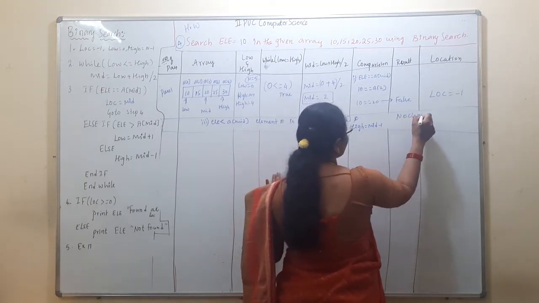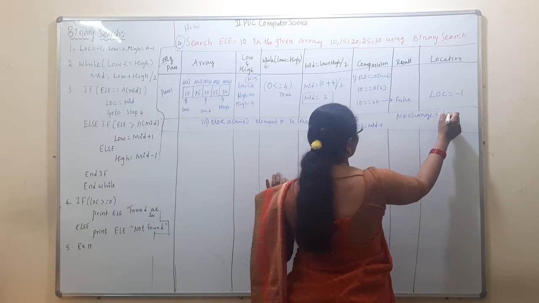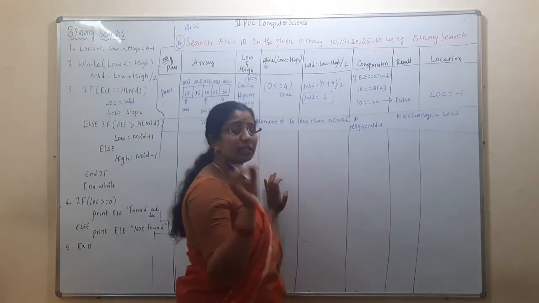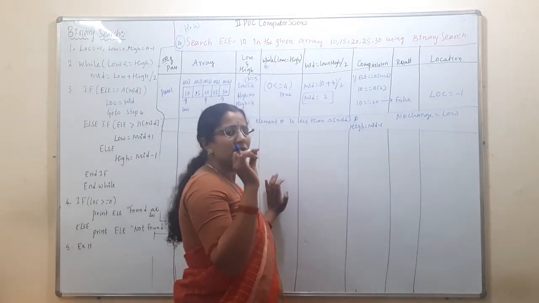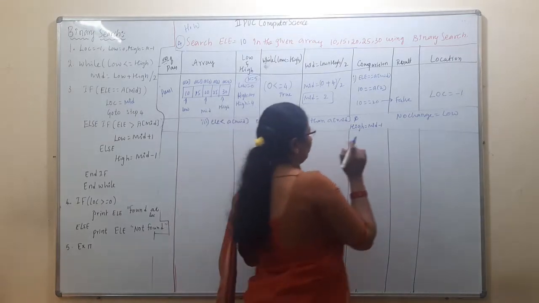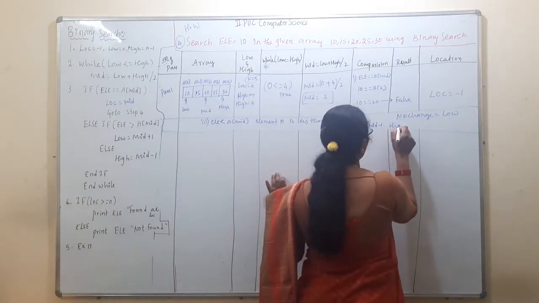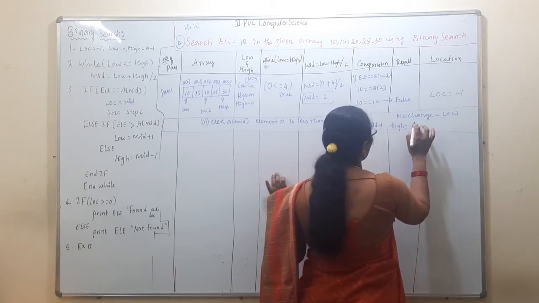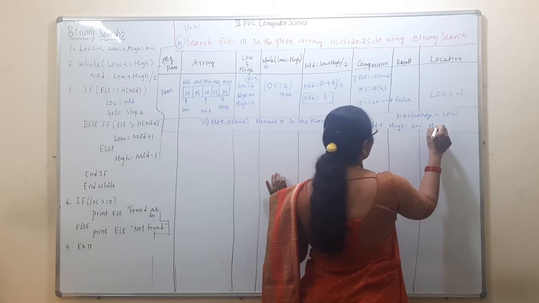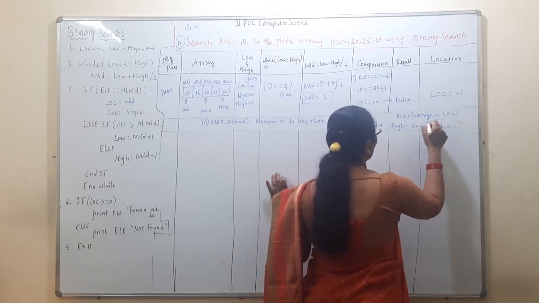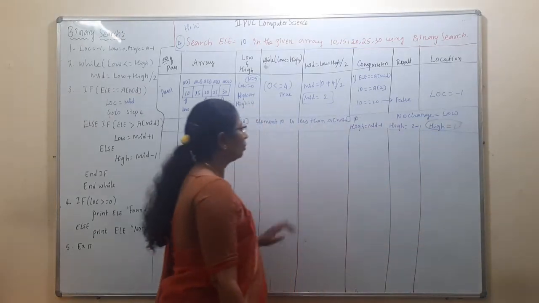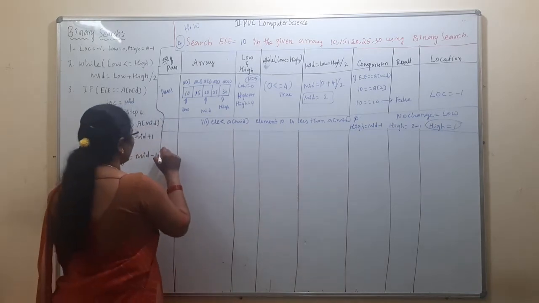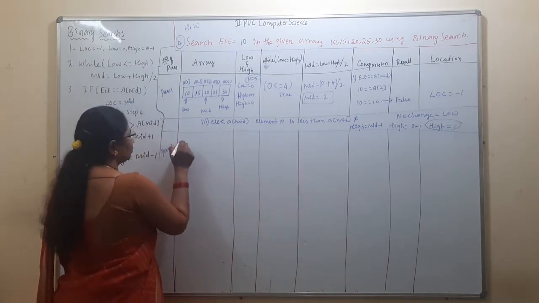No change in low. In the last class there was no change in the high, but now there is no change in the low. Then what is the high pointer you will get now? High equal to 2 minus 1, sorry, not a plus, it is a minus. We will get high equal to 1. Now we are in pass 2.